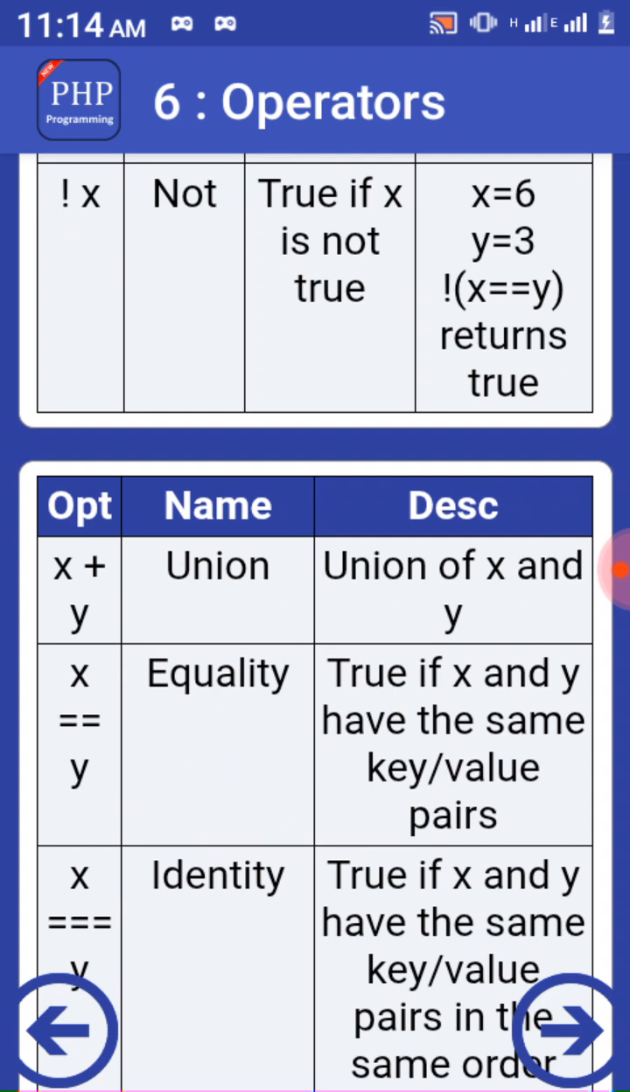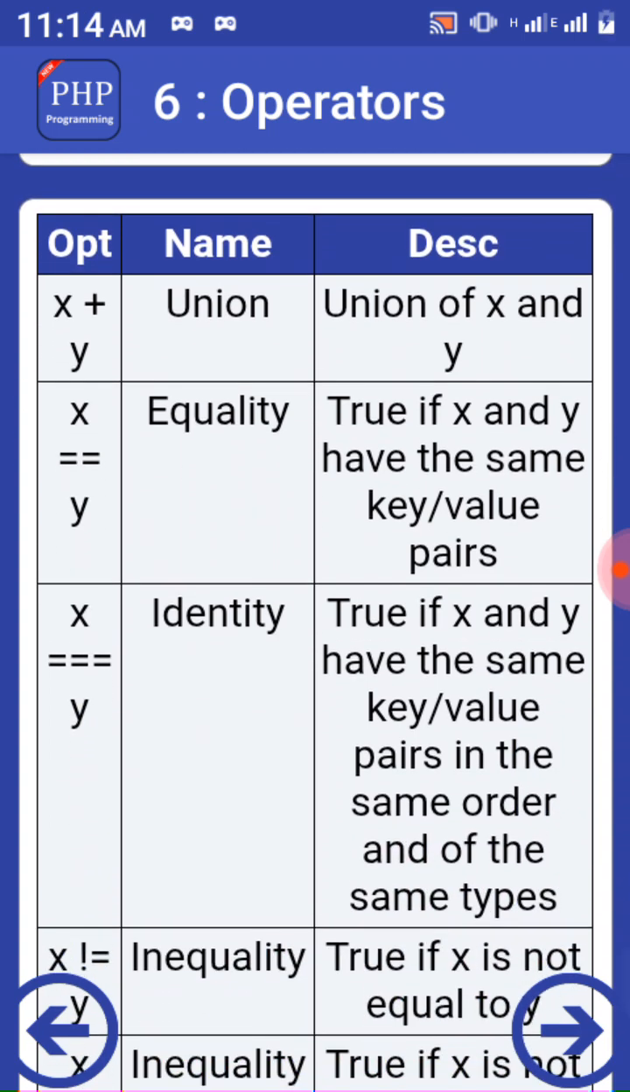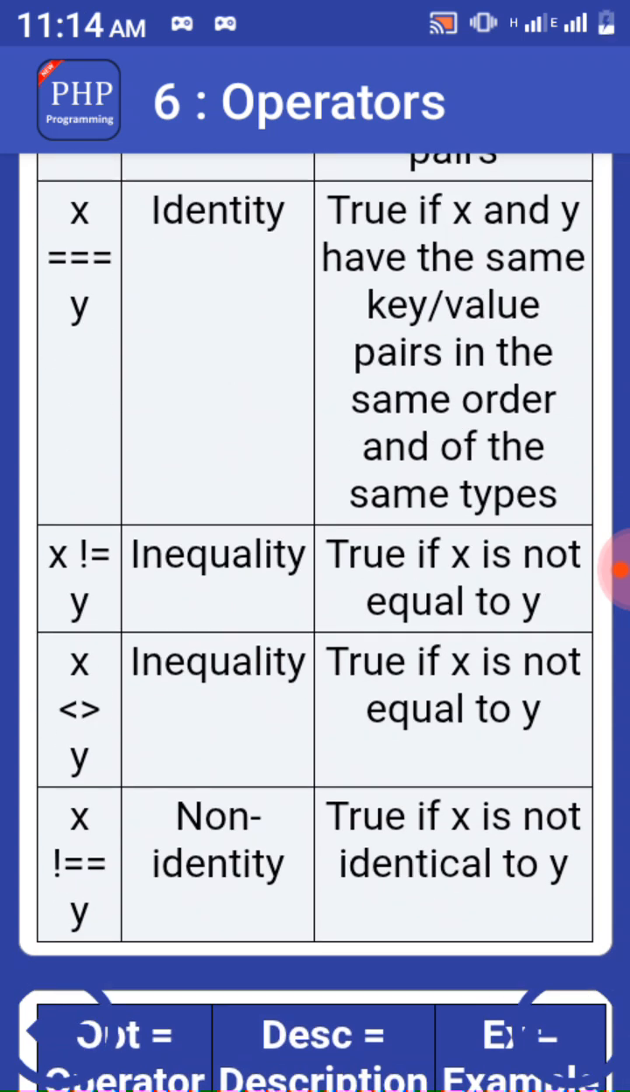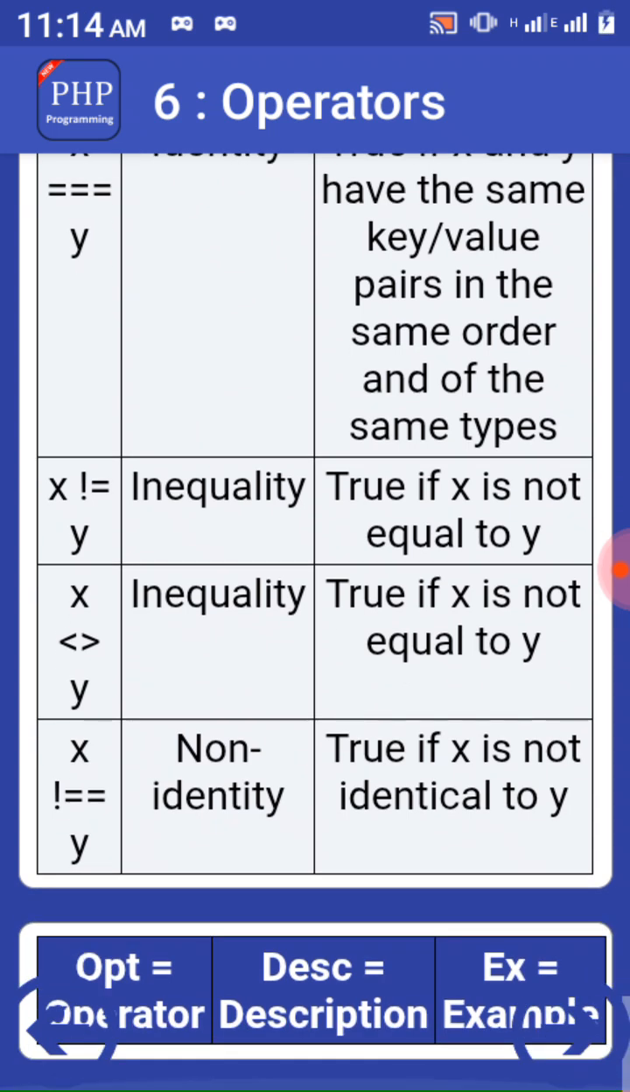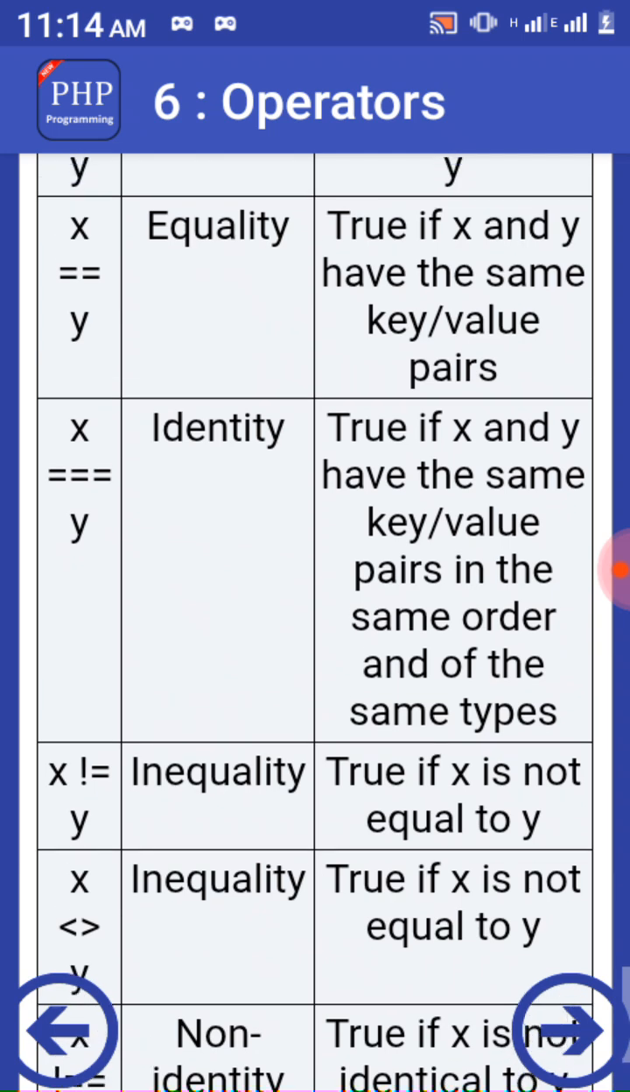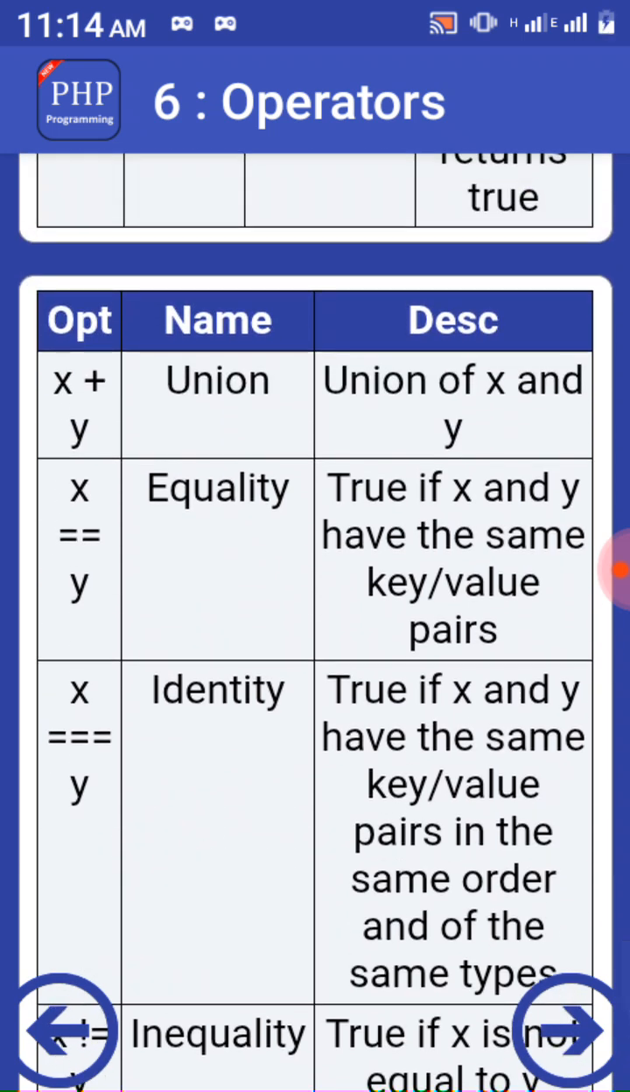Let's see union. Let's see equality, identity, and inequality. Let's see inequality once again, inequality in both conditions, and non-identity. How do you see these ones? Union: X plus Y, the union of X and Y.